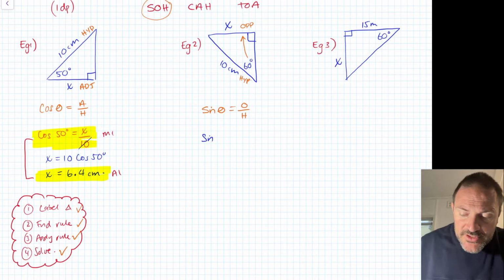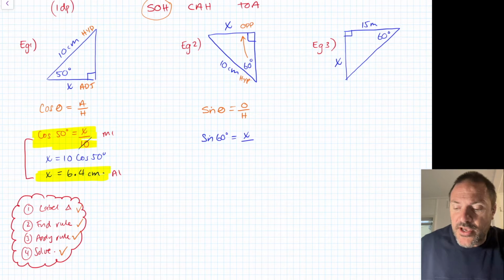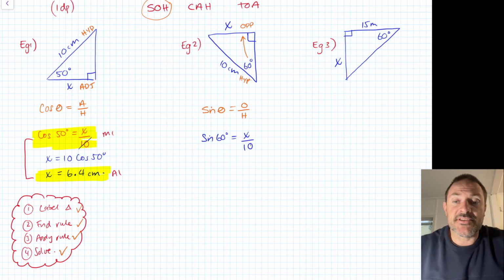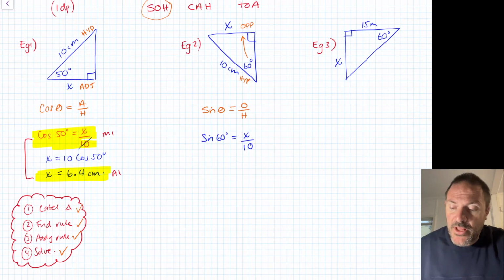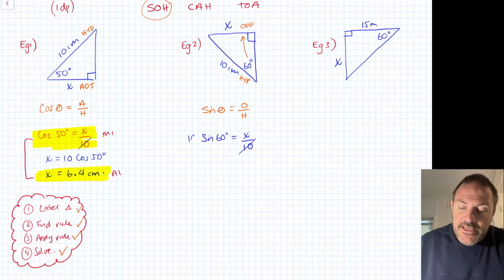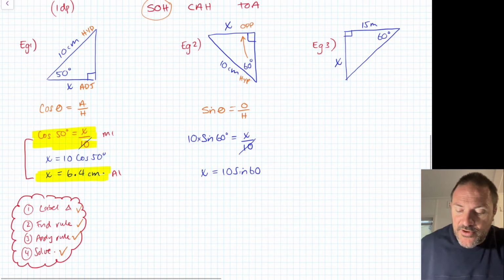Sine 60 degrees equals my opposite side over my hypotenuse. Okay, so I've labeled it, I've found the rule, and I've applied the rule. We now want to solve the question. The opposite of divided by 10 is now times by 10. So x equals 10 times sine 60 degrees.